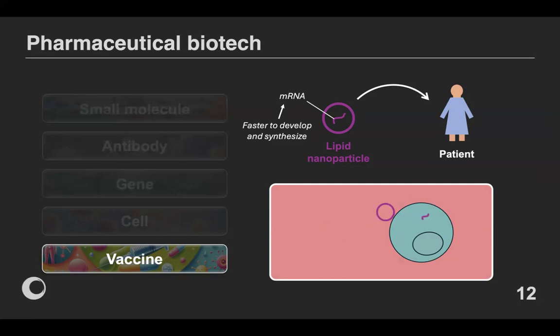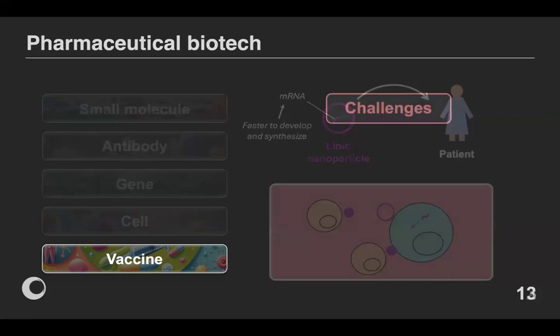Because the cell has machinery to convert these mRNAs into attenuated versions of the disease target, these proteins can get released into the external environment or displayed on the surface of cells, such that immune cells can start recognizing them, and you can start developing an immune response and develop an adaptive immunity to the disease that you're looking at.